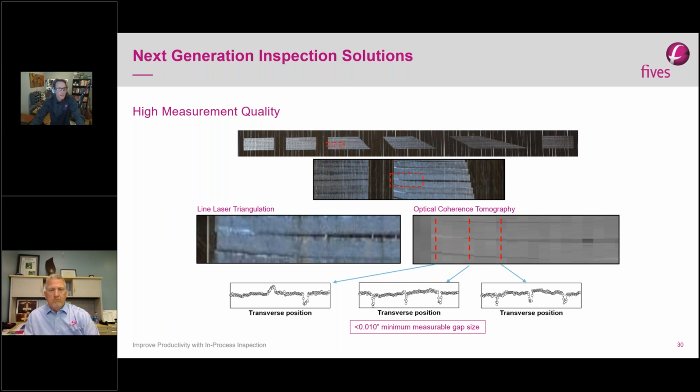Sorry, the image on the left is line laser triangulation. The image on the right is the same patch using OCT. And so these are not camera images. These are heat maps that are stacked on top of each other. So these are the sensor images.